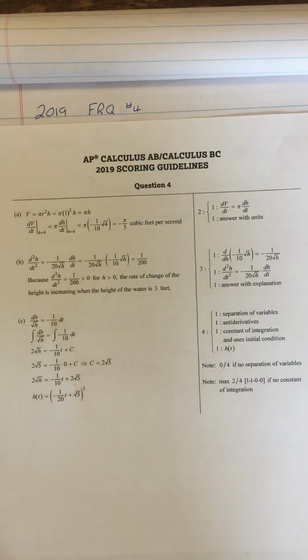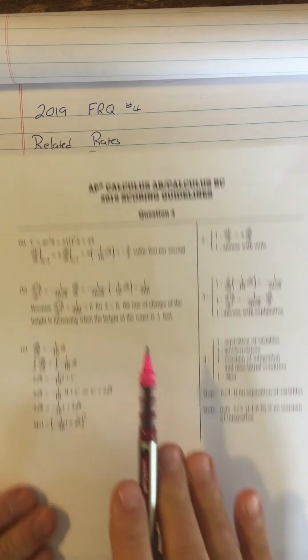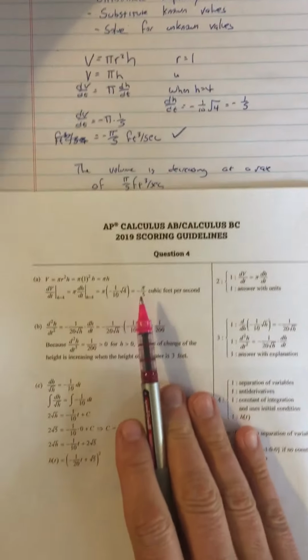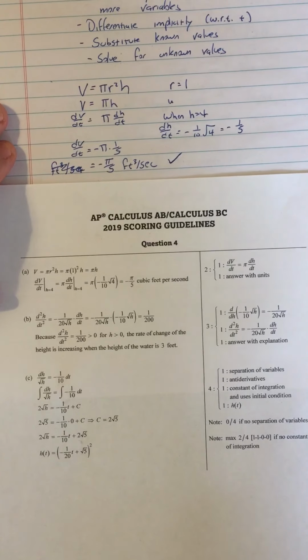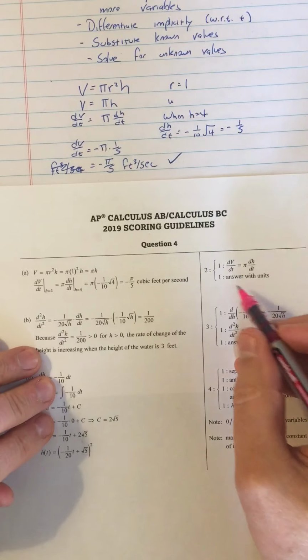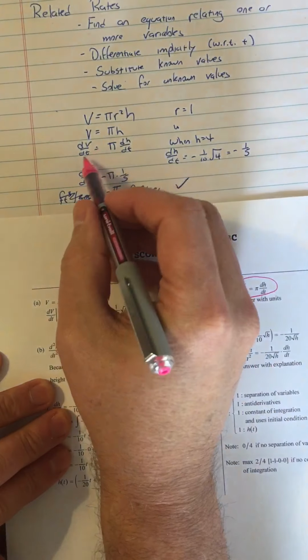So now we'll just look at the point spread on this problem. Here's our part A. So part A was our related rates part. We came up with negative pi over 5 cubic feet per second. And so we get 1 point just for saying dV/dt equals pi dh/dt. So we have that here.